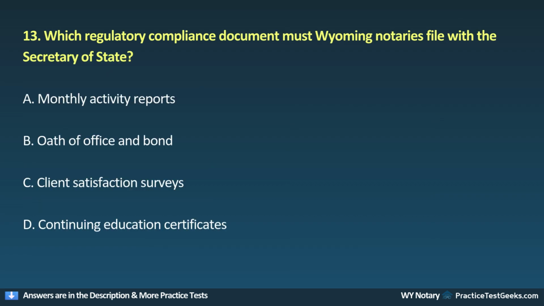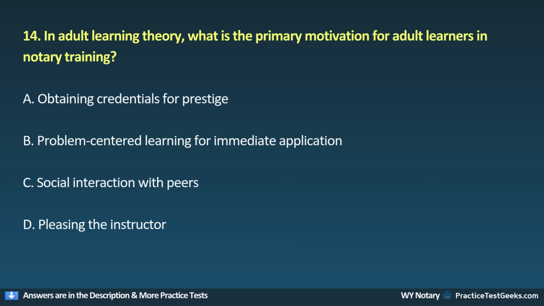13. Which regulatory compliance document must Wyoming notaries file with the Secretary of State? A. Monthly activity reports. B. Oath of office and bond. C. Client satisfaction surveys. D. Continuing education certificates.